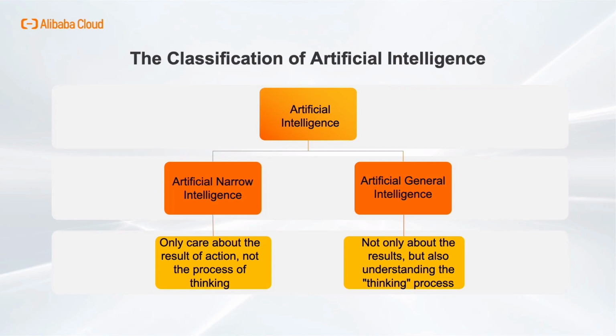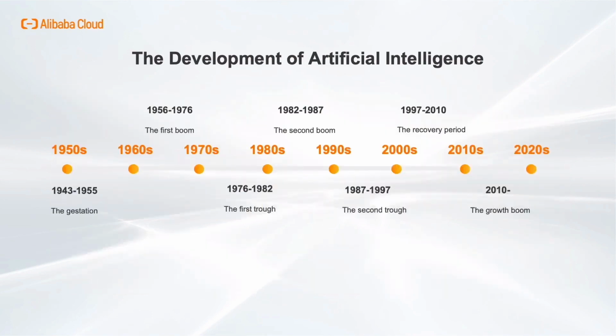Weak artificial intelligence, opposite to strong artificial intelligence, thinks that it is impossible to make intelligent machines that can really reason and solve problems. These machines just look like intelligent ones, but they don't really have intelligence, and they don't have autonomous consciousness. The development of artificial intelligence has experienced 3 ups and downs, which can be divided into 7 stages, namely the gestation, the first boost, the first trouble, the second boom, the second trouble, the recovery period, and the growth boom.